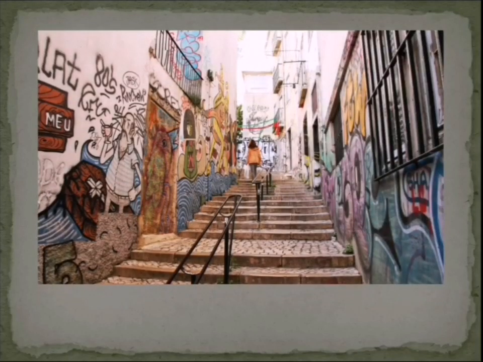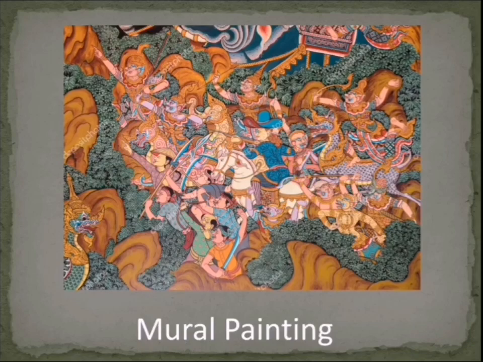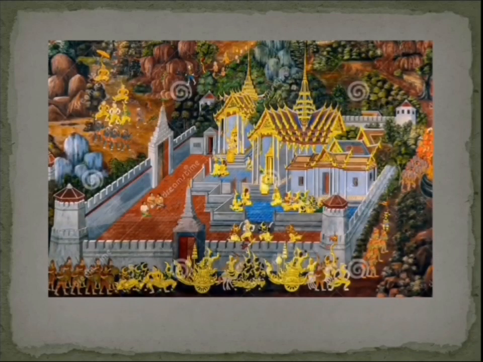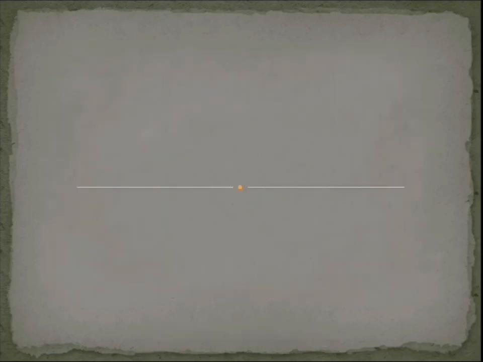This one. Can you see the walls? The walls are painted with murals. So again, this is called a mural painting. Next, we have another example. And another. I think this is in Grand Palace, if I'm not mistaken. So this is another example of a mural painting.